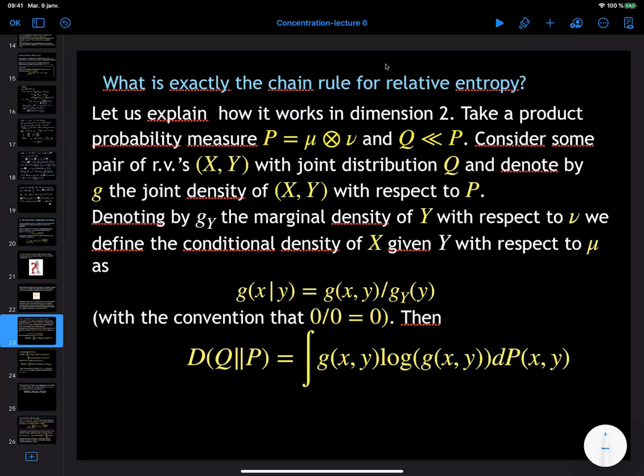Here, QY is merely the marginal distribution of the pair XY. It's the second marginal of the distribution capital Q. Capital Q is a two-dimensional distribution. Okay, it's a distribution on the product space, and the second variable has distribution QY.